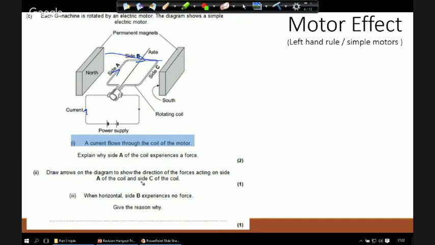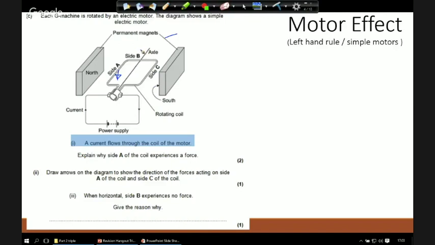Now, drawing arrows on the diagram to show the direction of the force acting on side A. If we apply Fleming's left-hand rule, we have current going away from us, field lines going to the right. So my second finger is pointed into the screen, my first finger is pointed to the right, meaning my thumb is now downwards. So side A is going to move down.